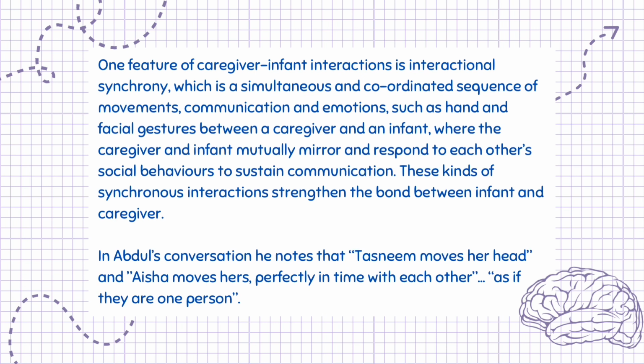One feature of caregiver-infant interactions is interactional synchrony, which is a simultaneous and coordinated sequence of movements, communication, and emotions, such as hand and facial gestures between a caregiver and an infant, where the caregiver and infant mutually mirror and respond to each other's social behaviors to sustain communication. These kinds of synchronous interactions strengthen the bond between infant and caregiver. In Abdul's conversation he notes that Tasneem moves her head and Aisha moves hers, perfectly in time with each other, as if they are one person.